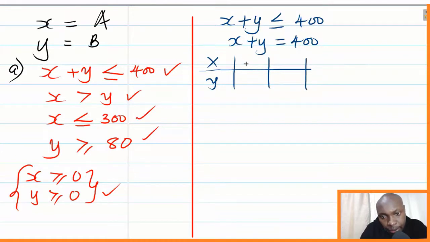So when x is 0, y is 400. Then when y is 0, x is 400. Those 2 points are enough. You can add that one for confirmation. So that is the line that you're going to draw.